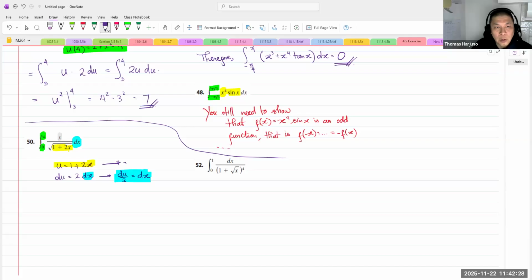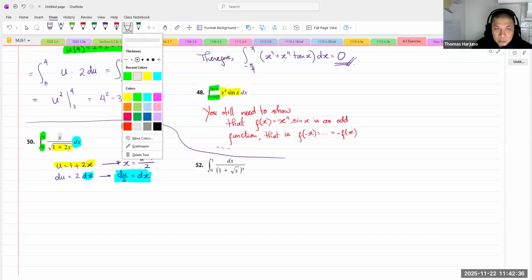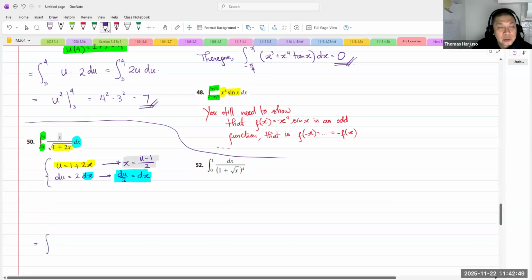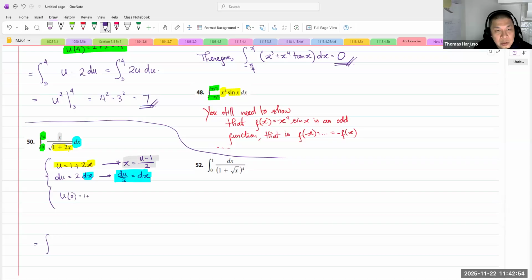So you see, I solve for x, that's u minus 1 over 2. So my new integration will become, oops, I don't deal with the green yet. Sorry, I'm rushing. So u at 0 will be 1 plus 0, that's 1. U at 4 will be 1 plus 2 times 4, that's 9. So that's from 1 to 9.